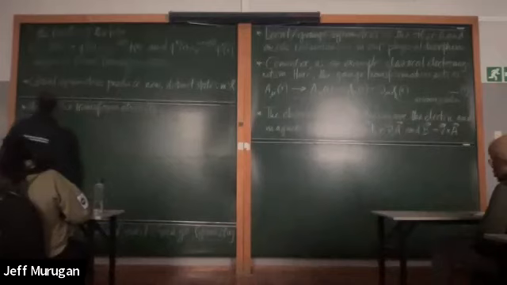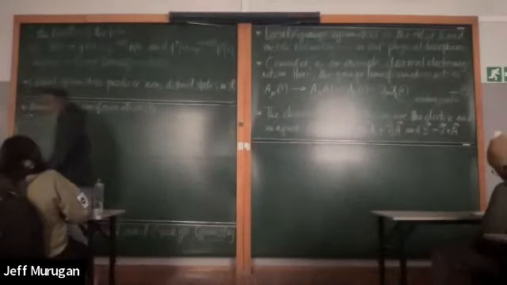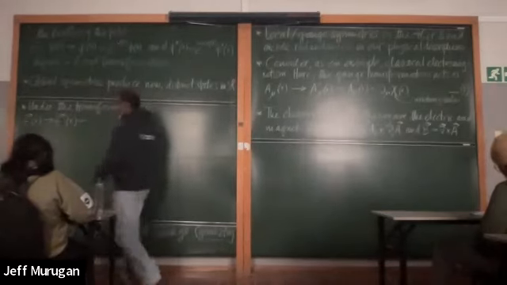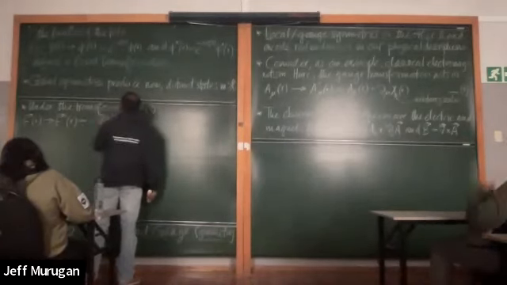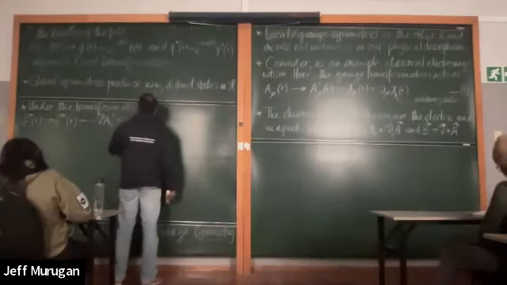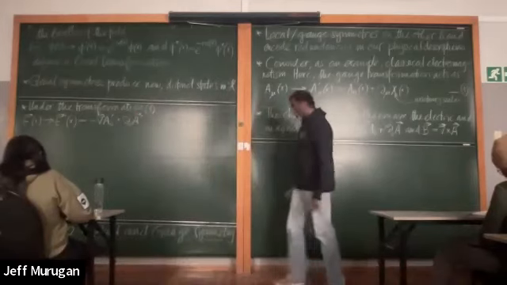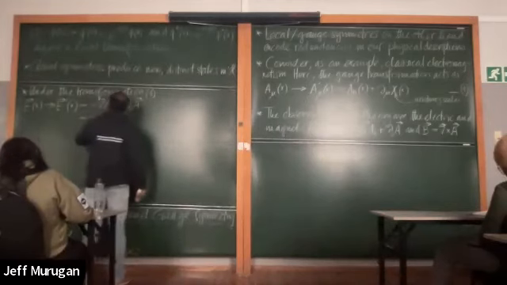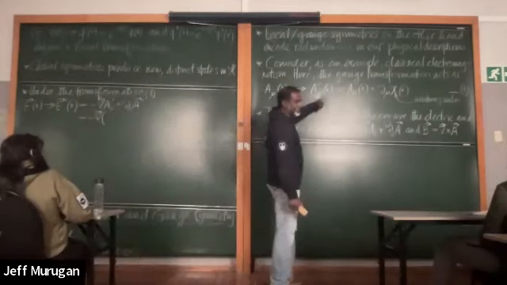One. I can go to, let's say, the electric field E of x, which is minus gradient of A prime plus the time derivative of A prime. It is minus gradient A naught prime. What happens when I substitute again?